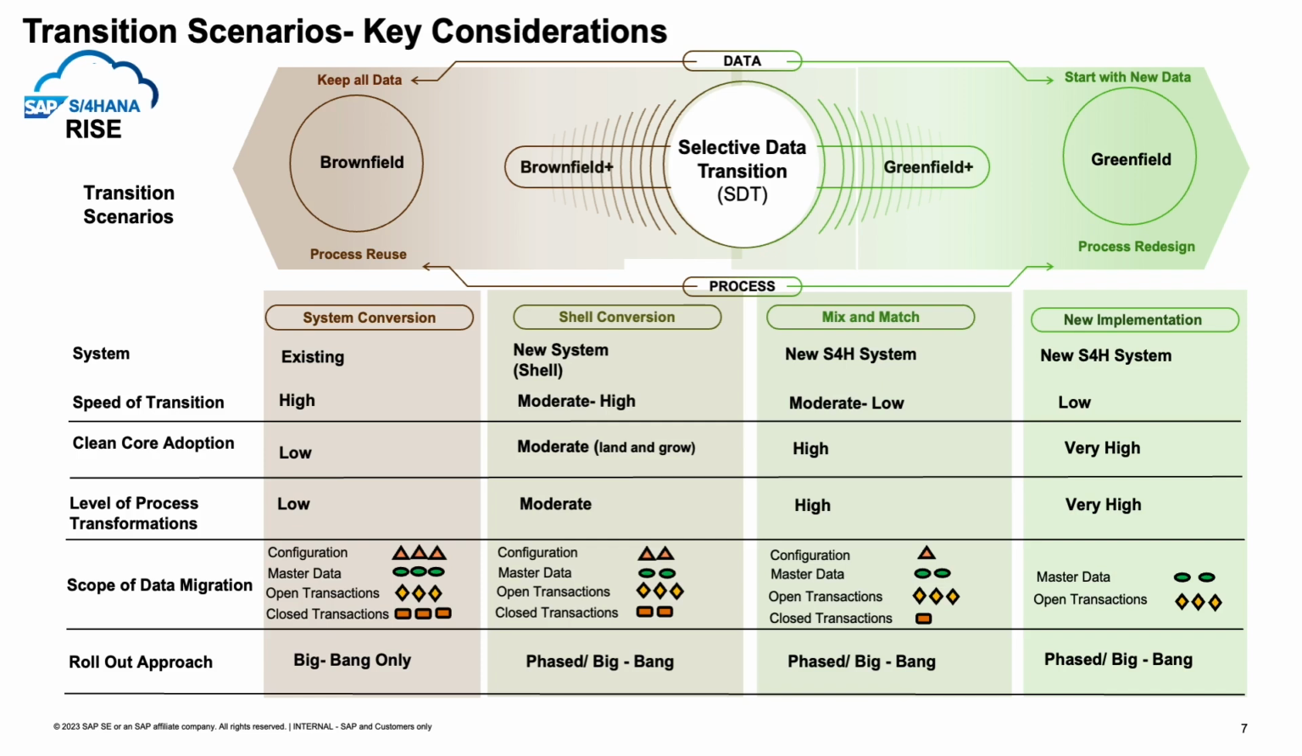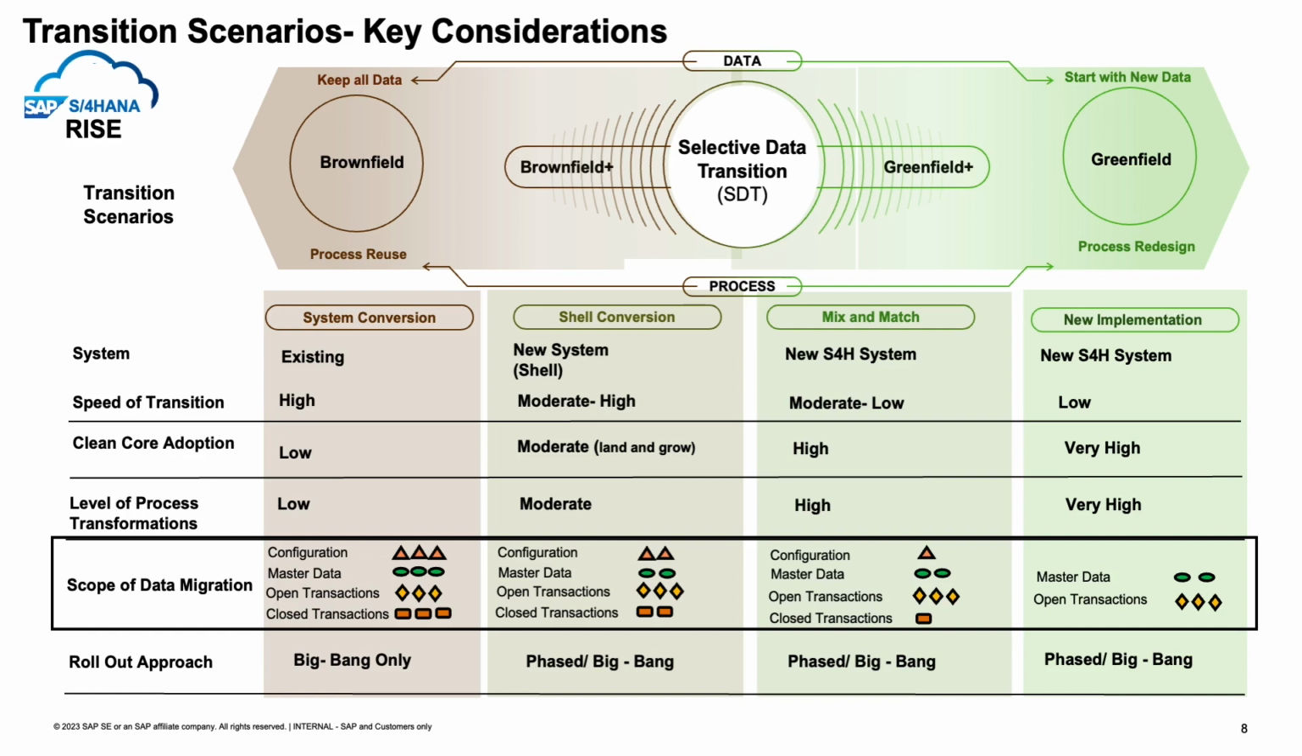Now getting into the next and important topic, which is the scope of data that is possible to be migrated in each of these scenarios. Here we have classified the data into 4 different categories: configuration data, master data, open transaction data, and historical transaction data which is closed. In case of a system conversion, you would take everything as it is, so everything that you have in the system is available by default in your S4HANA system.